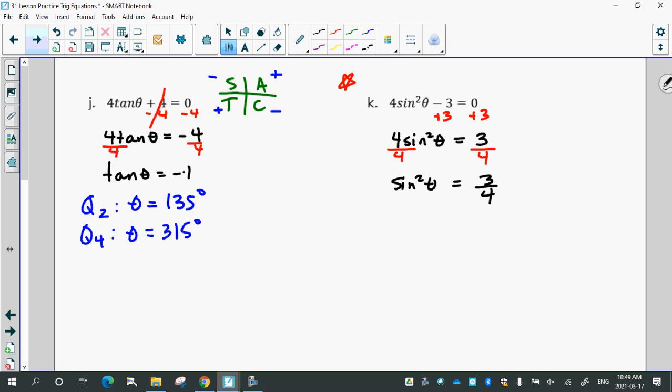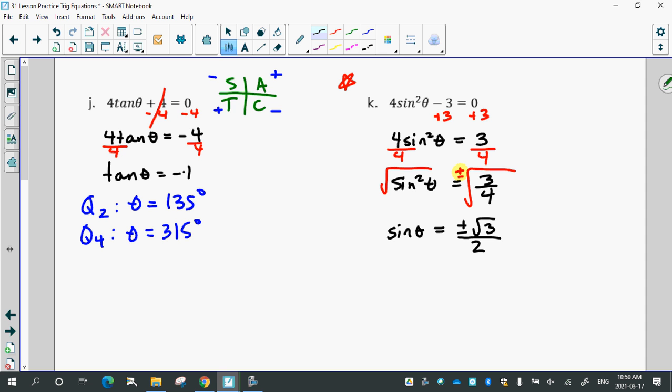And then we go to square root both sides to undo the squared. But on the number side, we need to put plus or minus. That's what everybody forgets to do. Put that plus or minus there. So we get that sine theta is positive or negative square root of 3 over 2, since the square root of 4 is 2.